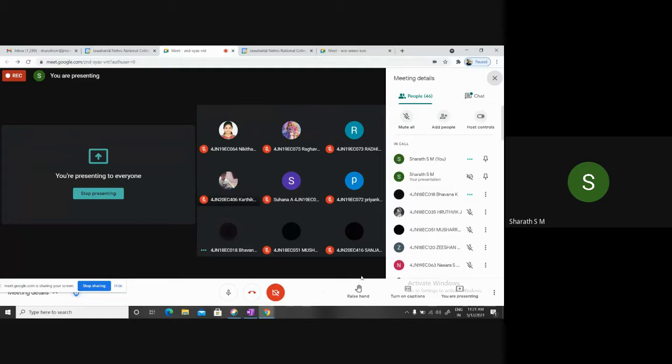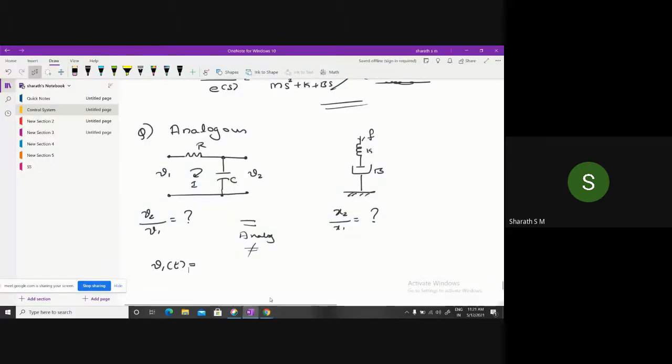Yes, sir. What is the equation for V1 of t? R I of t plus 1 by C integration of I of t dt. What about output equation V2? V2 is 1 by C integration of I of t dt.